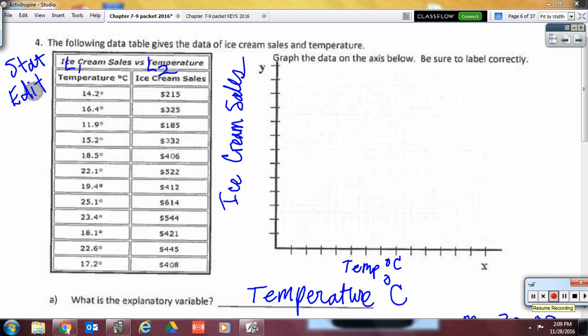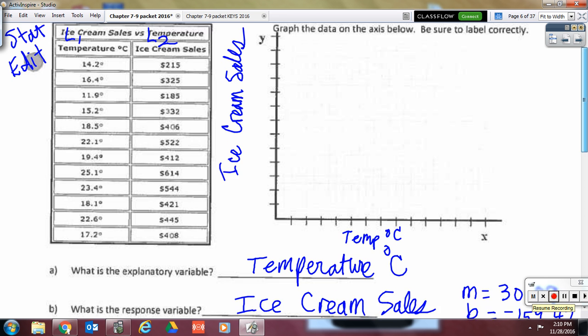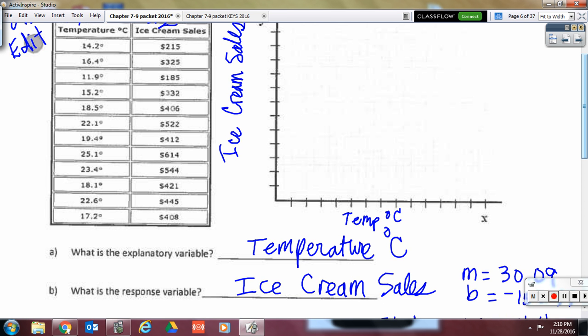I do want to point out that your y-intercept is negative 159. Do you have enough space on this graph to show negative 159? No. So I'm going to just pretend. I'm going to put some little squiggle marks, and I'm going to draw a line that looks like my equation of the line. So you draw a line.